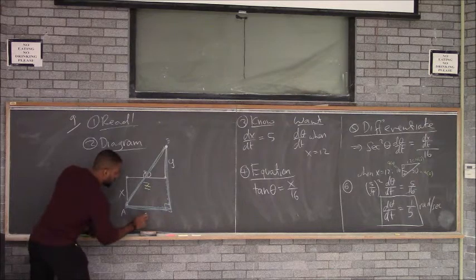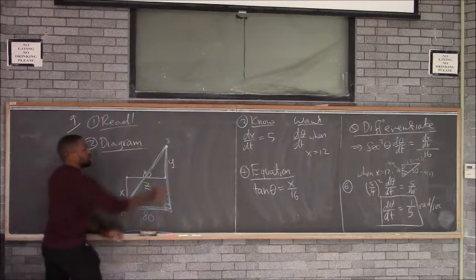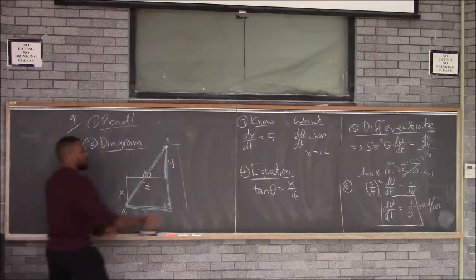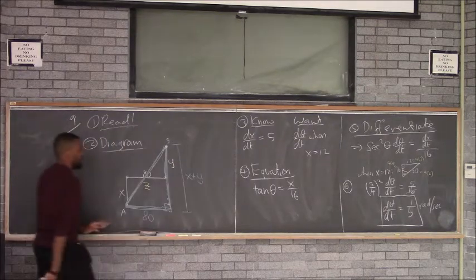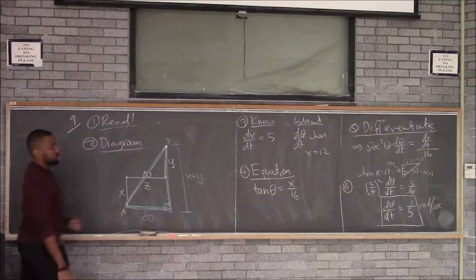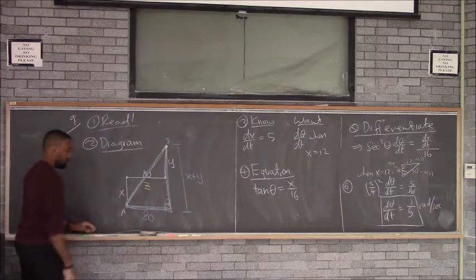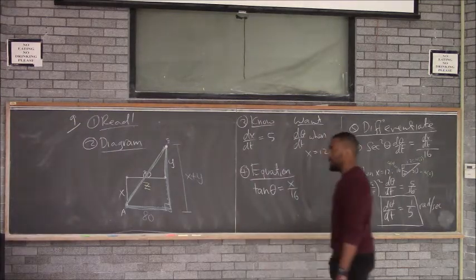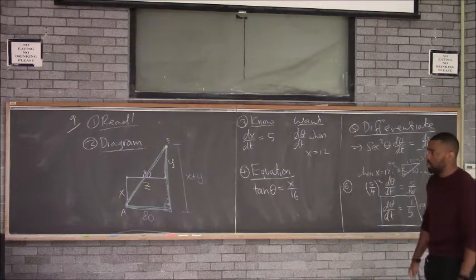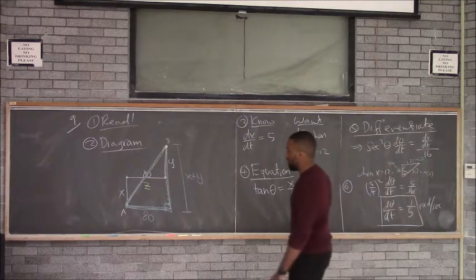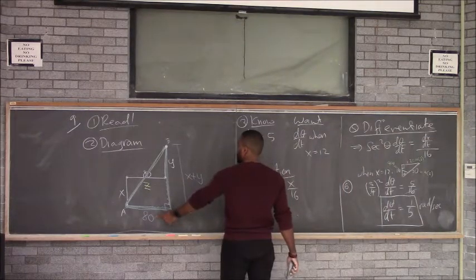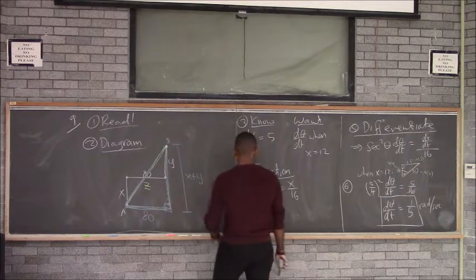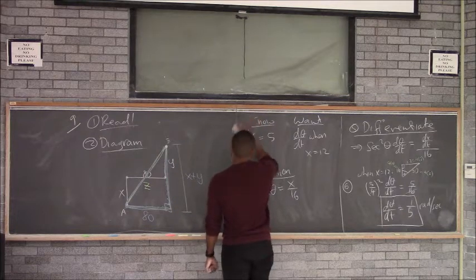So in fact, this length here is 80. What is the height of this triangle? X plus Y. And the hypotenuse is Z. So that's a much nicer diagram. We don't label speeds on the diagram. On the diagram we label the lengths, and whatever length is constant, we label with a number. Whatever length is not constant, we label with variables.